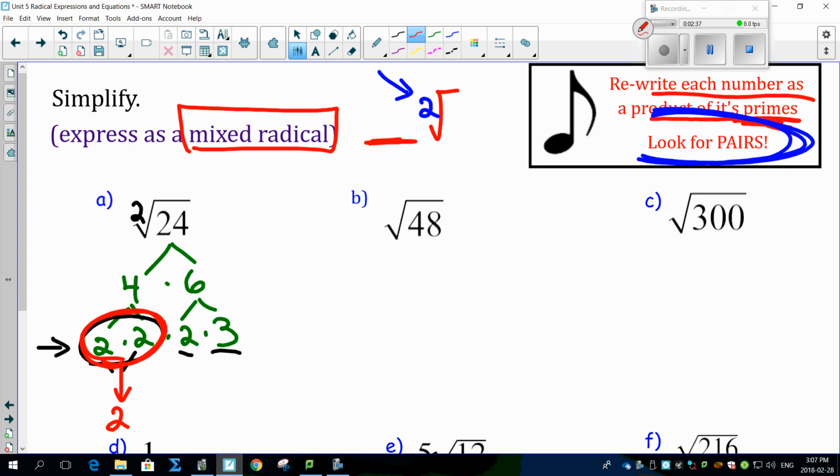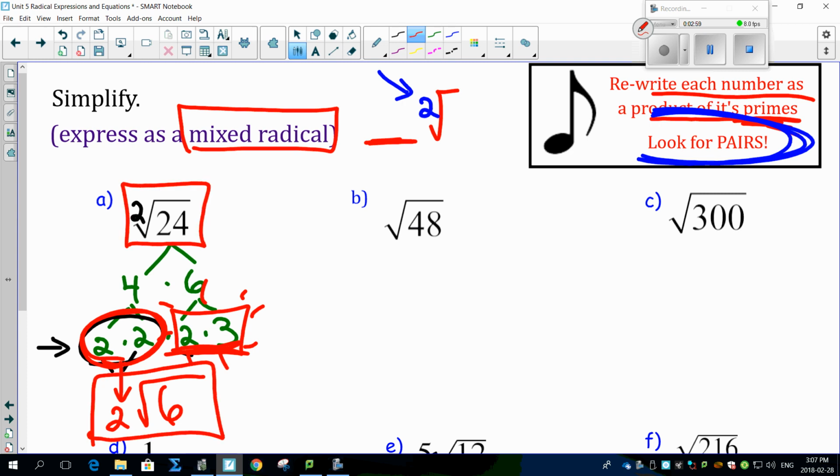Now, notice that these numbers here are not square rootable. They're not pairs. So what do you do with them? This is what's left. What's left under the radical is whatever doesn't have a pair. 2 times 3 is 6. So guess what? The square root of 24 is the same as 2 root 6.